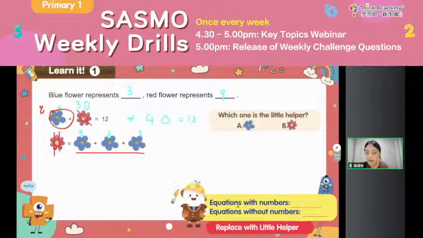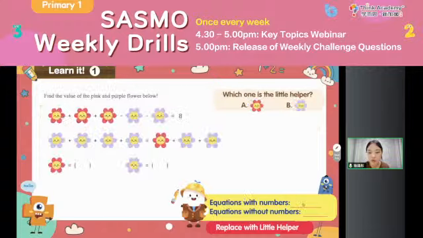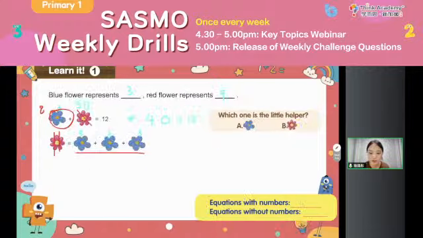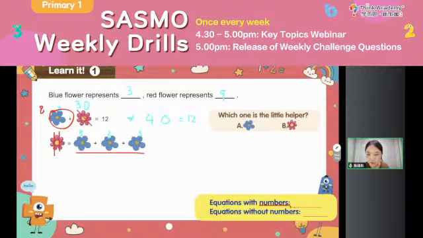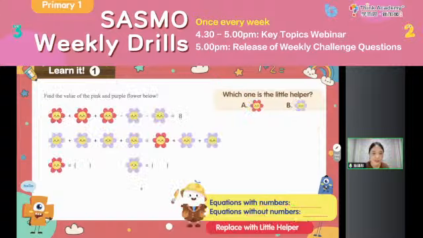Okay, and actually there's another tip for us. That is, we always use the equations with numbers to calculate and use the equations without numbers to replace. Okay? Okay, so this time everyone, let's try this question.